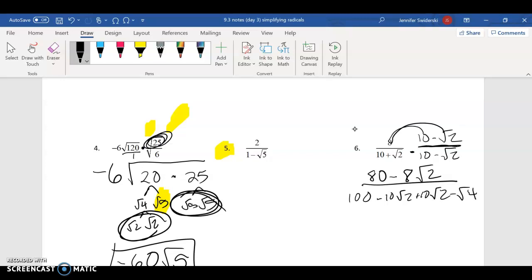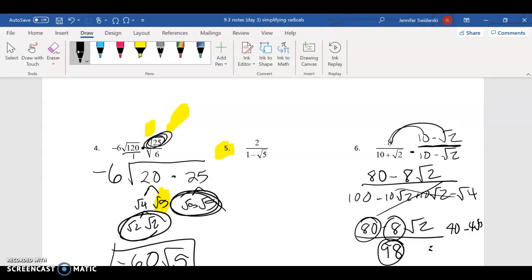I see a lot I can simplify. These middle guys cancel. Up top, I'm going to leave it as 80 minus 8 root 2. Down below, we get 100 minus 2, which is 98. I still see things that can be simplified. I'm going to divide these guys by 2. 80 divided by 2 gives me 40 minus 4 root 2 over 98 divided by 2 is 49.